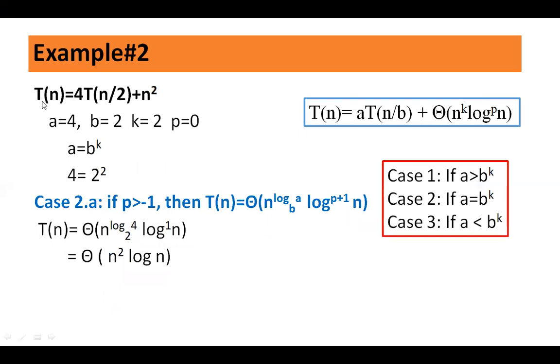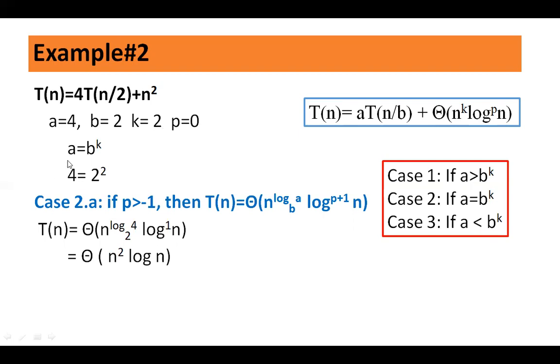Now this is the recurrence relation given: T(n) = 4T(n/2) + n². Again, go through the template and check the values. A is 4 here, B is 2. And what is K here? K is 2. What about log? Log does not exist here, so the value of P is 0.